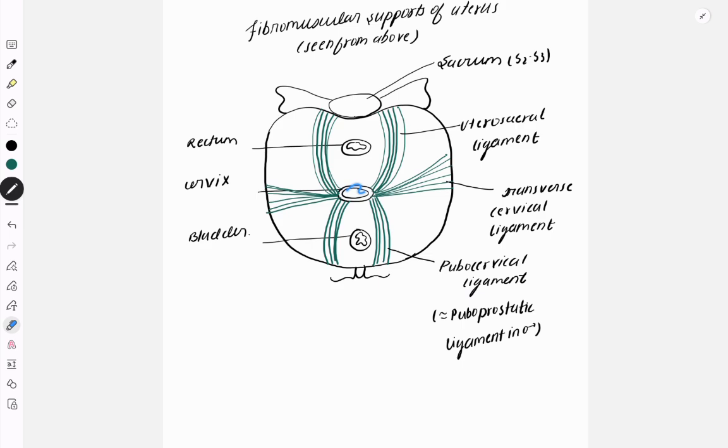And the third ligament, which goes backwards starting from the uterus to the sacrum, at the level of S2 and S3 vertebrae, it will go and get attached. This ligament extending from the uterus to the sacral vertebra is called the uterosacral ligament. So the uterosacral ligament is present posteriorly. Anteriorly we have the pubocervical ligament, and the one which is going laterally is the transverse cervical ligament. We will discuss each ligament in detail.